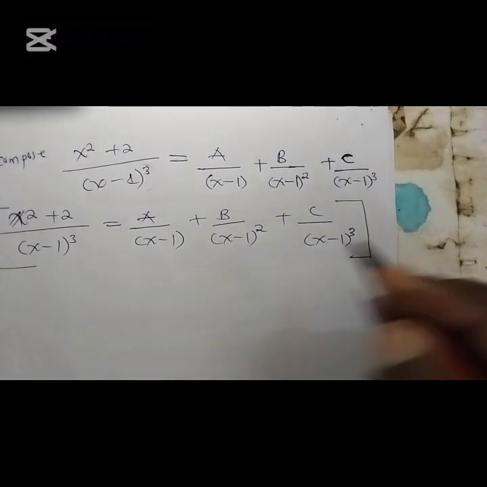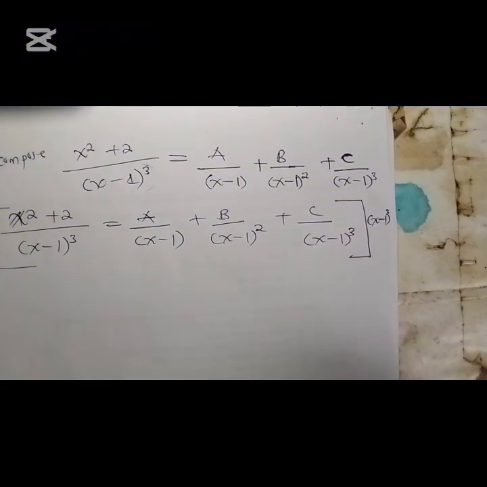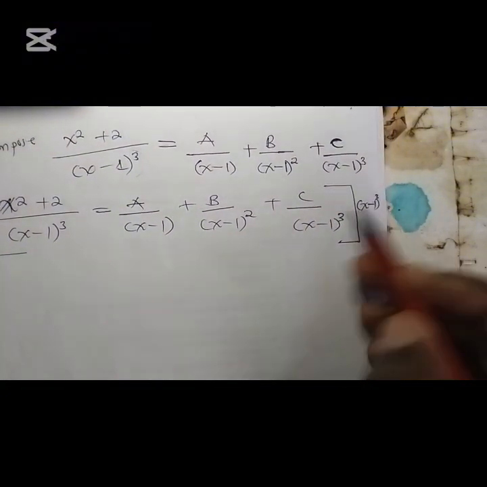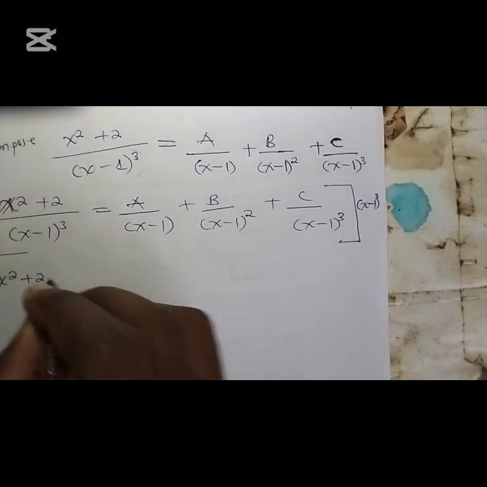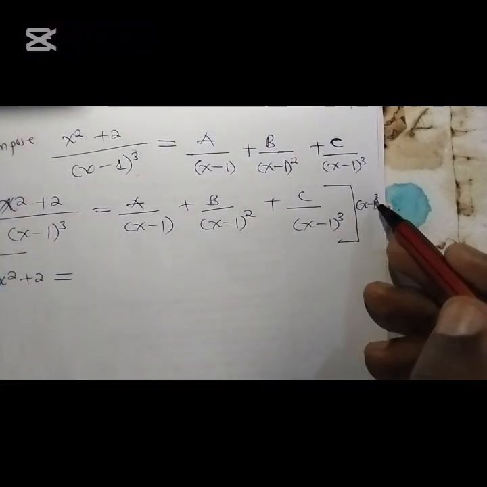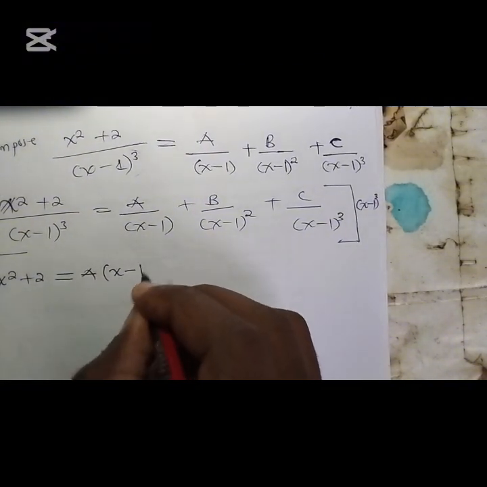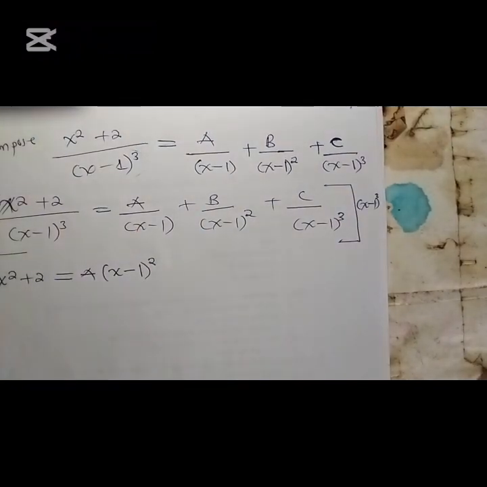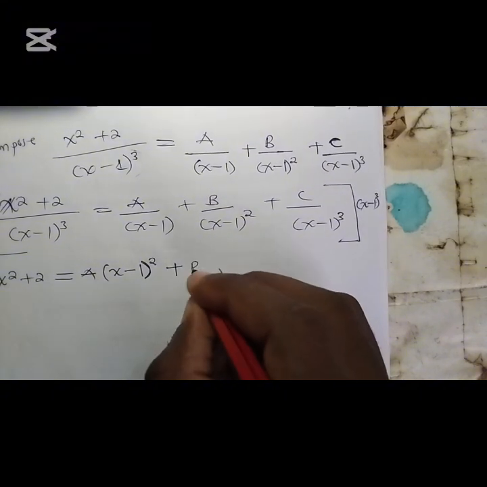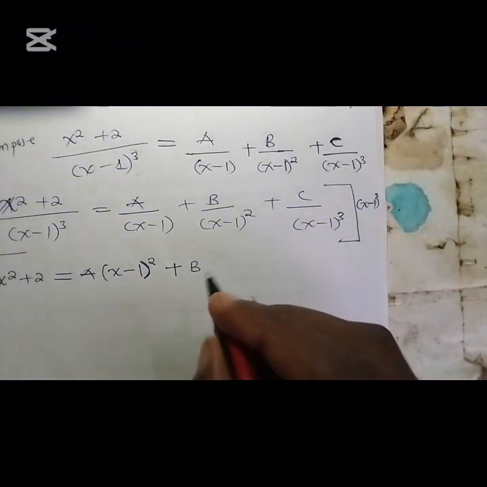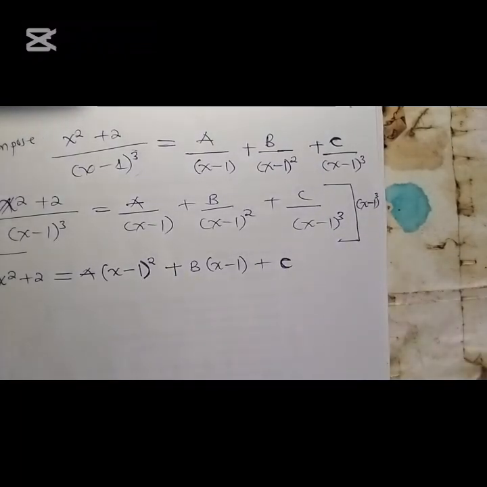Okay, then from there now we can multiply the denominator throughout, so let's do the power 3 there, then this multiplied by that will just remain with x raised to the power 2 plus 2, which is equal to, if we multiply this by that, we are going to have a then x minus 1 raised to the power 2, then plus, if you multiply this by that, you are going to have b then x minus 1, then plus c.